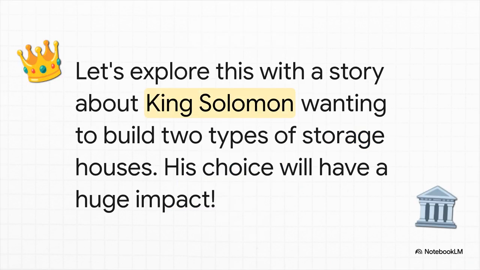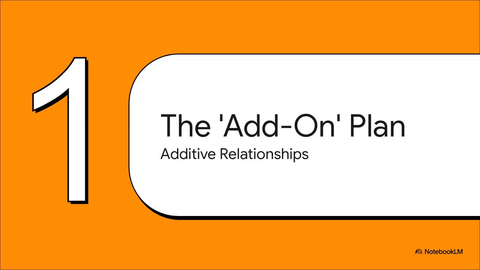To make this super clear, let's use a story. So imagine King Solomon wants to build a whole bunch of storage houses. He's got two totally different blueprints, and his choice is going to have a huge impact on the whole project. Okay, first up is blueprint number 1, which we'll call the add-on plan. And this is our perfect way into what mathematicians call additive relationships.